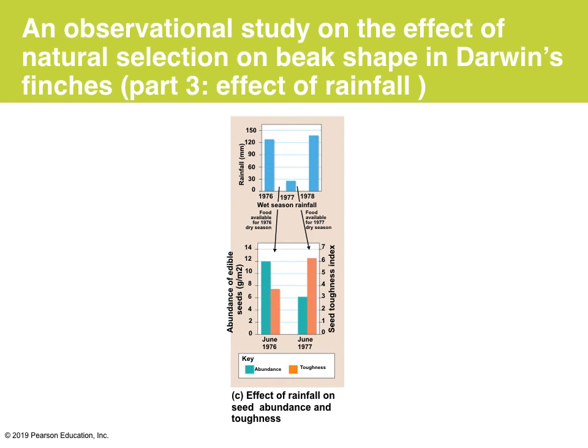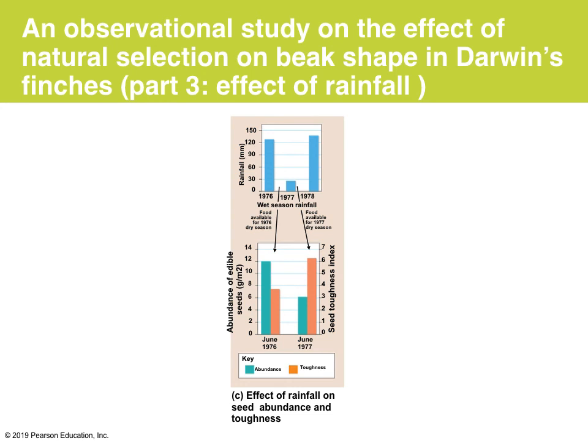So you had that chunk of food available for the 76 dry season and food available for the 77 dry season. If you look now, follow these arrows down. If we're looking at the food available for the 76 dry season, in other words, there had just been a lot of rain, so the food, the blue line, was abundant, there was lots of it, and the orange line is relatively low, it's not too tough, right? So lots of food, easy to get to.